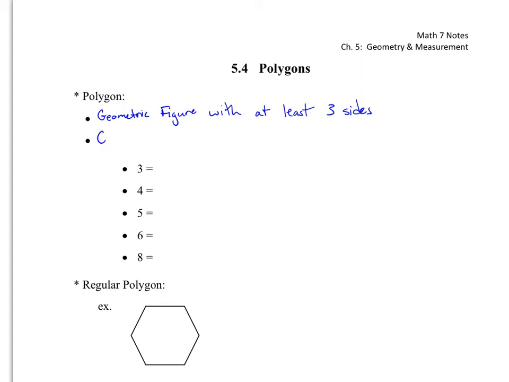These are classified by the number of sides. So what do we call a figure that has 3 sides? A triangle. Notice it has the word tri at the beginning, which means 3. An angle, triangle, so 3 angles. And a triangle has 3 angles.